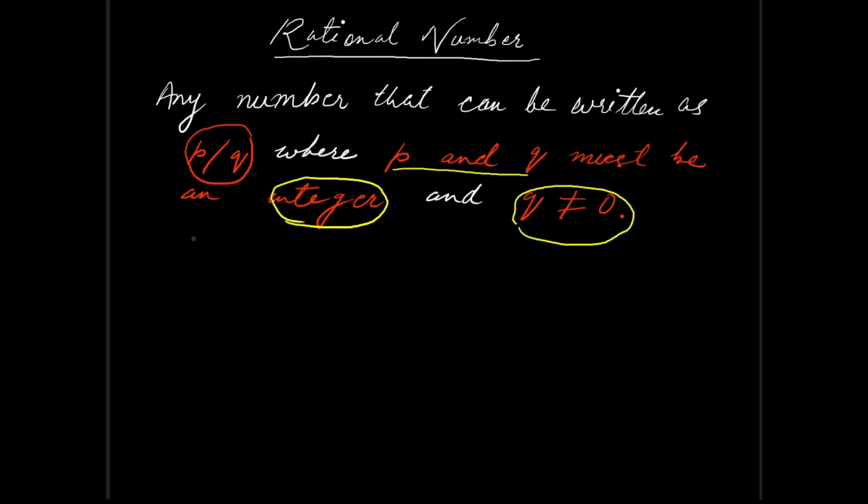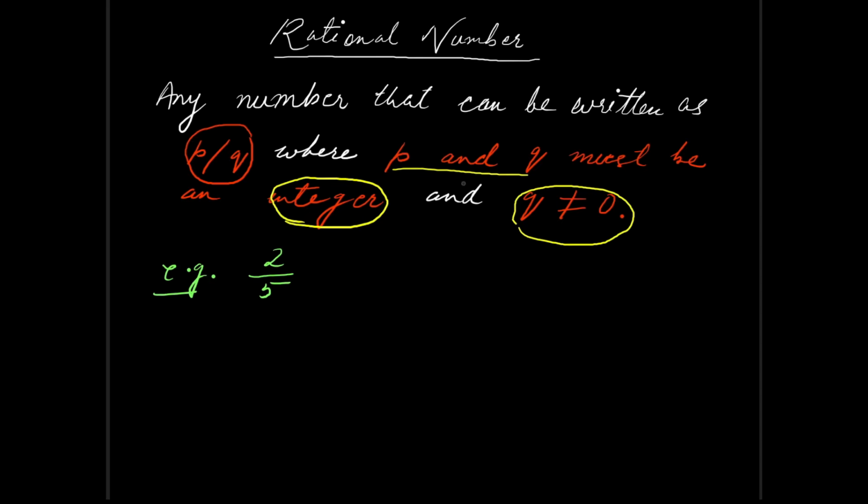Now we take some examples and try to figure out whether a number is a rational number or not. Let's take an example, for example, 2 by 5. Is 2 by 5 a rational number? If 2 by 5 satisfies all these three conditions, then 2 by 5 will be a rational number. So let's check. First of all, 2 by 5 is just in the form of p by q.